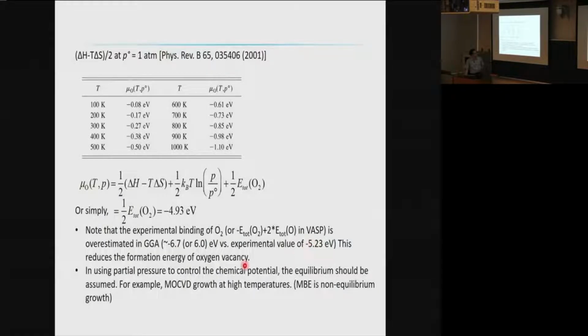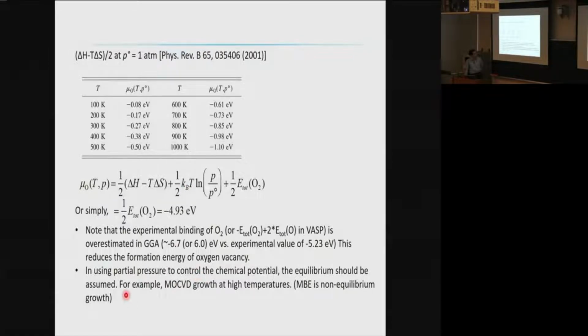And another thing is that in using the partial pressure to control the chemical potential, right? By changing the partial pressure, you are actually controlling the oxygen chemical potential. Here we are assuming an equilibrium condition. So all these oxygen vacancy or defect concentrations are at equilibrium with the environment. But in many cases, such a condition is hardly achieved.